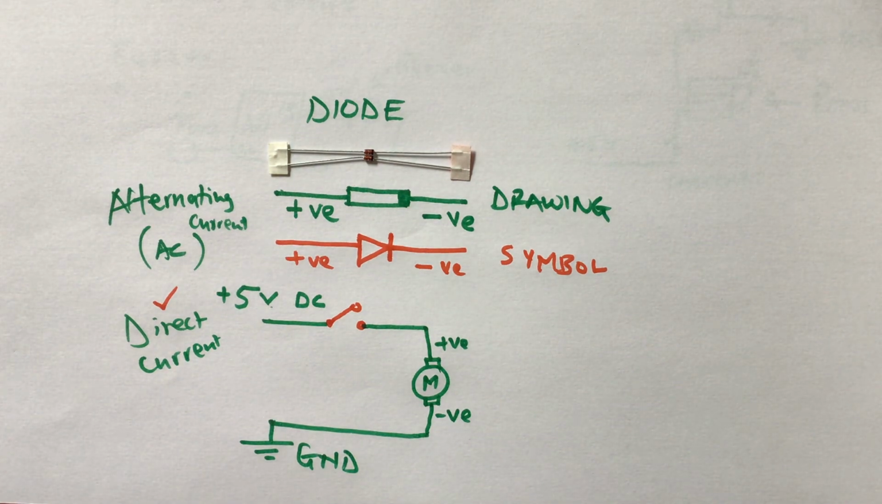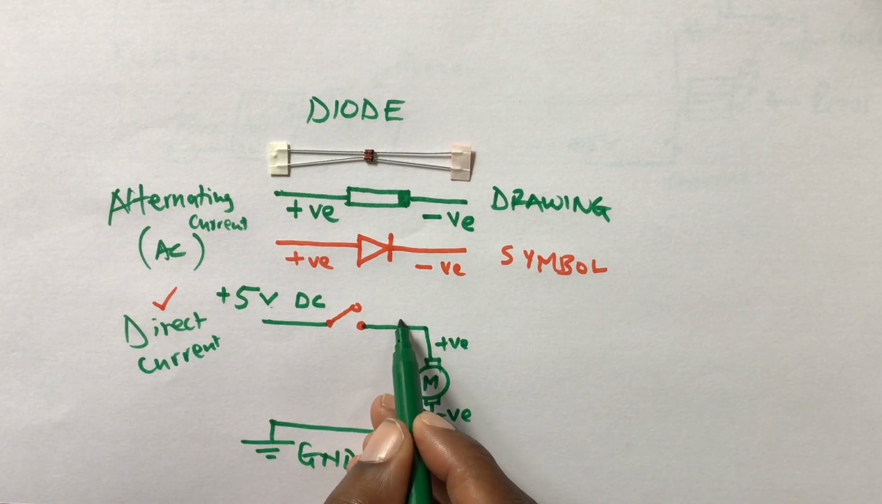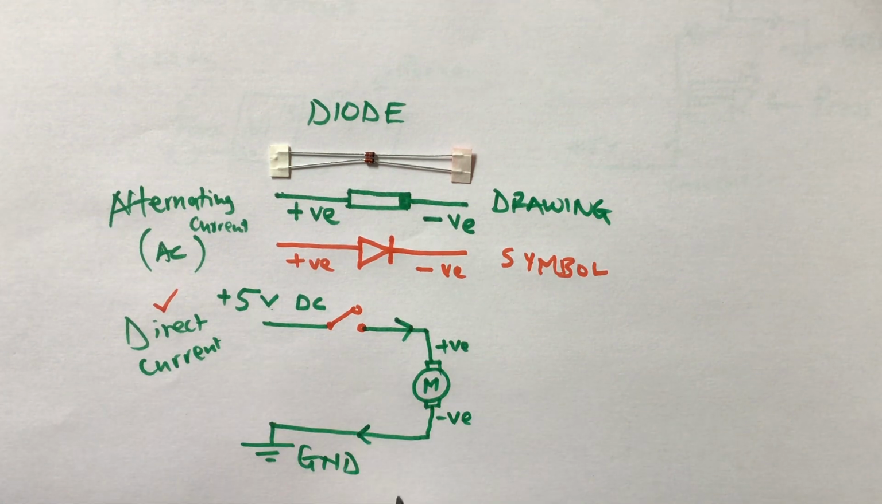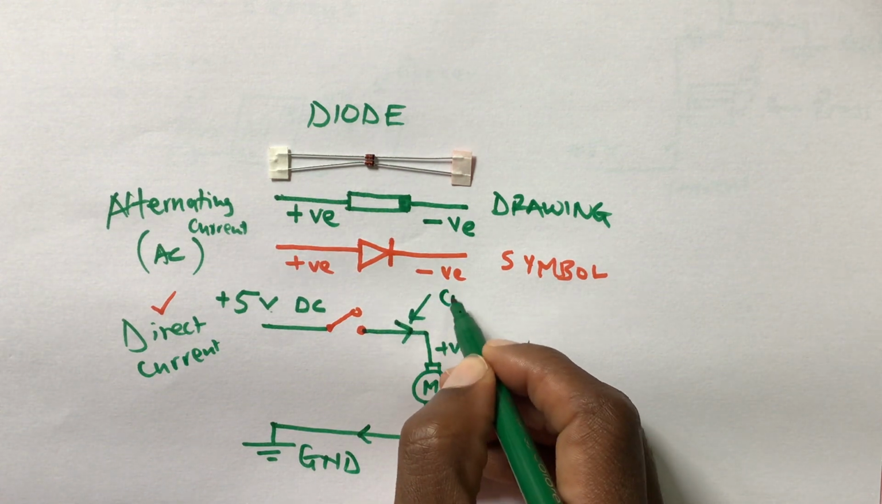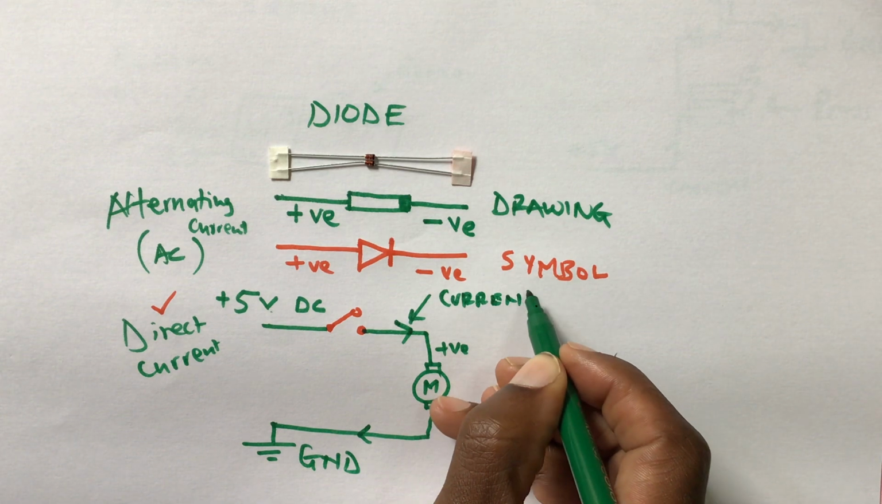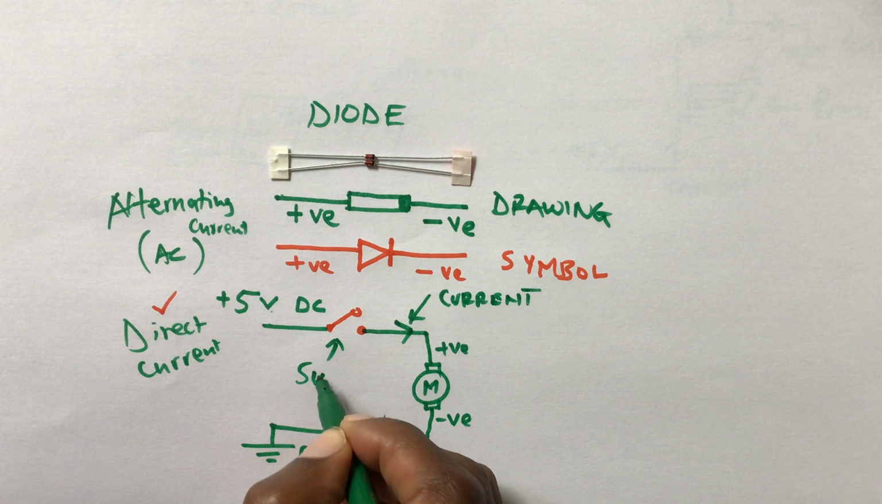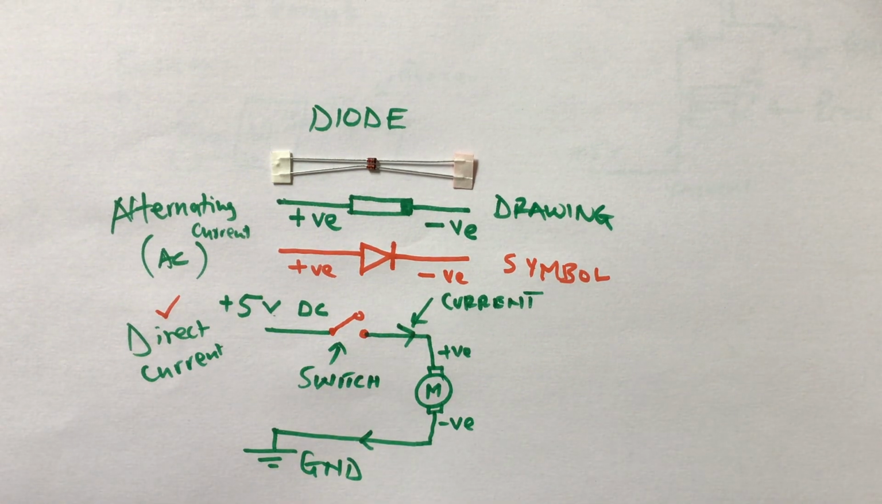Now, when this one is closed, of course, current will flow towards this direction. So this is the current. This is the switch. That's how you draw switches. That's the current and that's the switch.